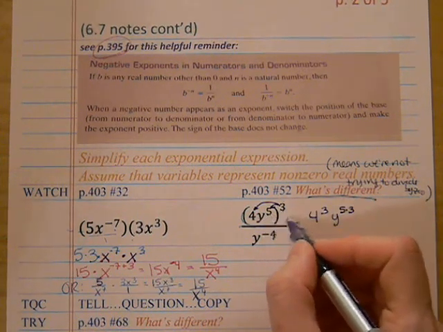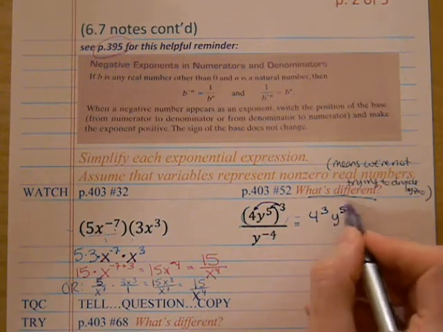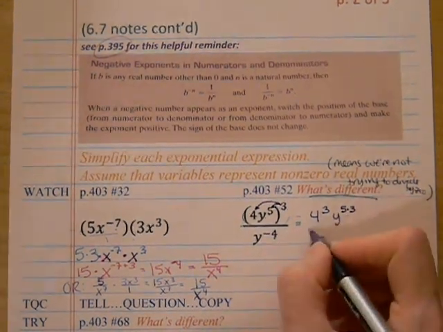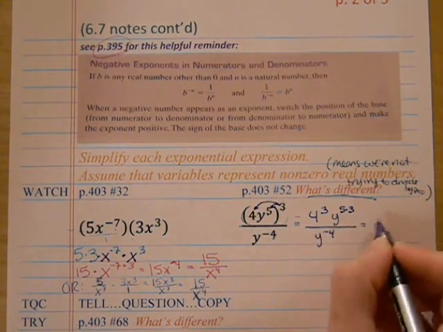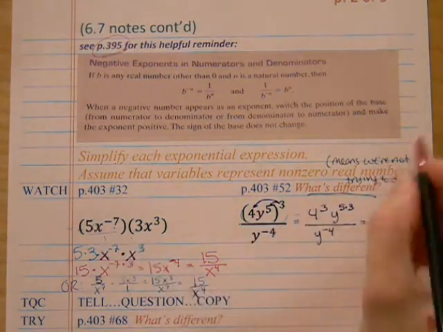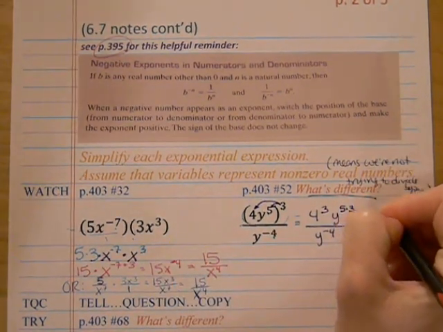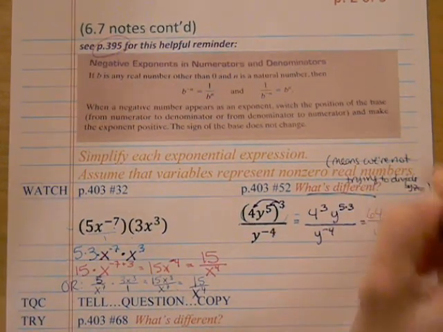So it'd be y to the 5th times y to the 5th times y to the 5th. That'd be 5, 10, 15. So you can only get there by multiplying. And then this whole thing over y to the negative 4. So I've got 4 cubed y to the 15th. And that's going to be 64 y to the 15th over y to the negative 4.